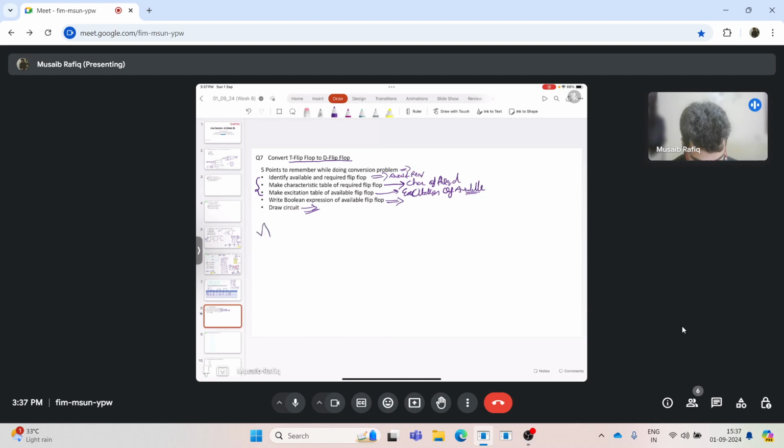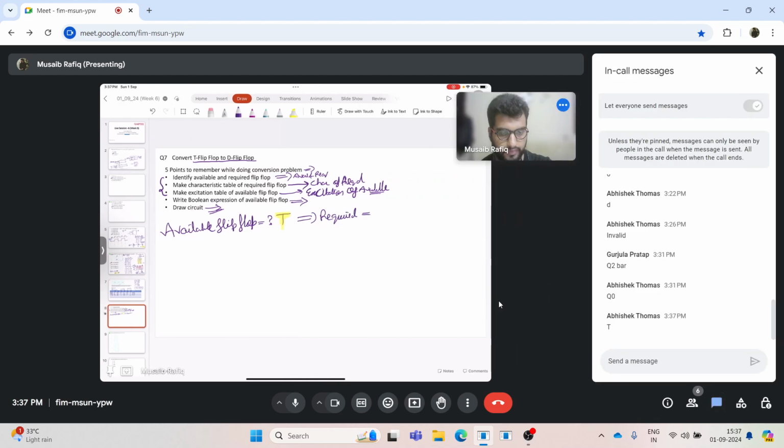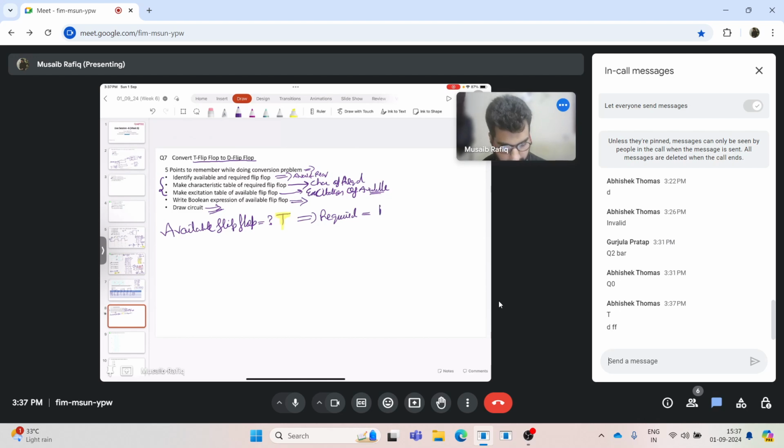Now my question to you guys is, what is my available flip flop? T, correct. So T is available, and that implies my required will be D flip flop.